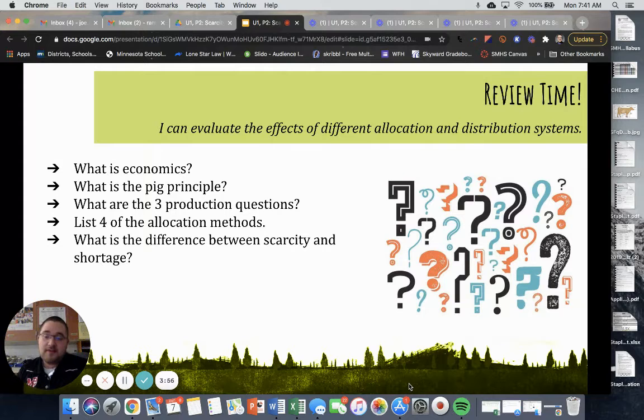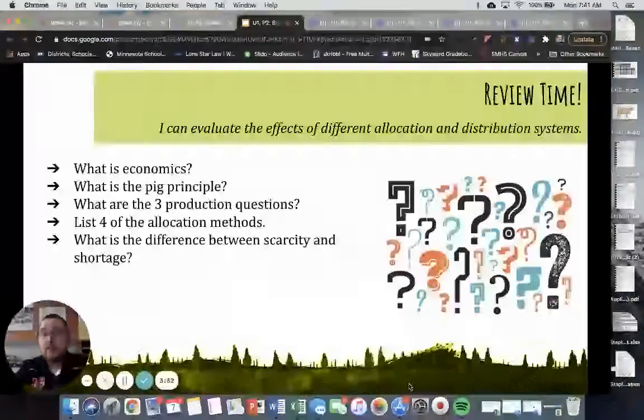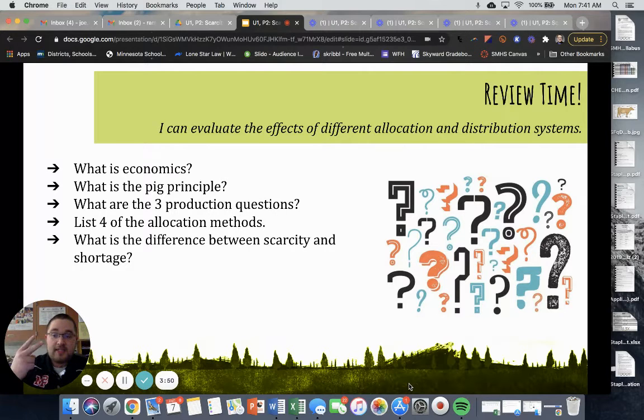4 of the allocation methods, the slides had several of them, but some of the ones that are just off the top of my head include fiat, willingness and ability to pay, first come, first serve, other, you can mash up a lot of different ones, voting, so on and so forth.